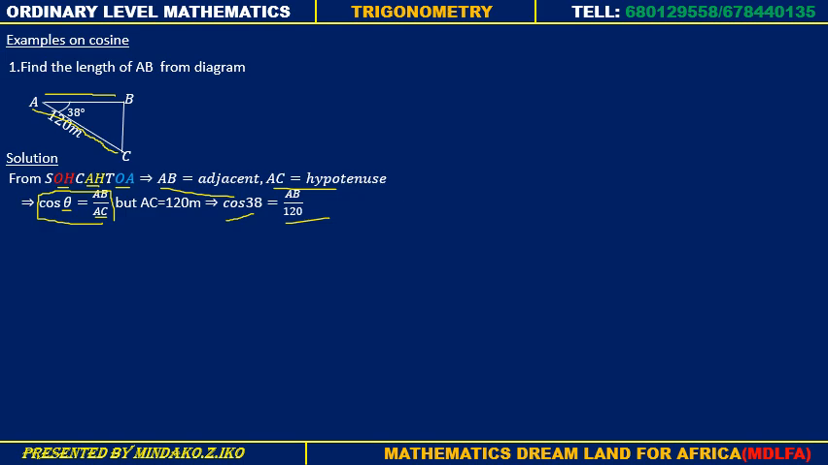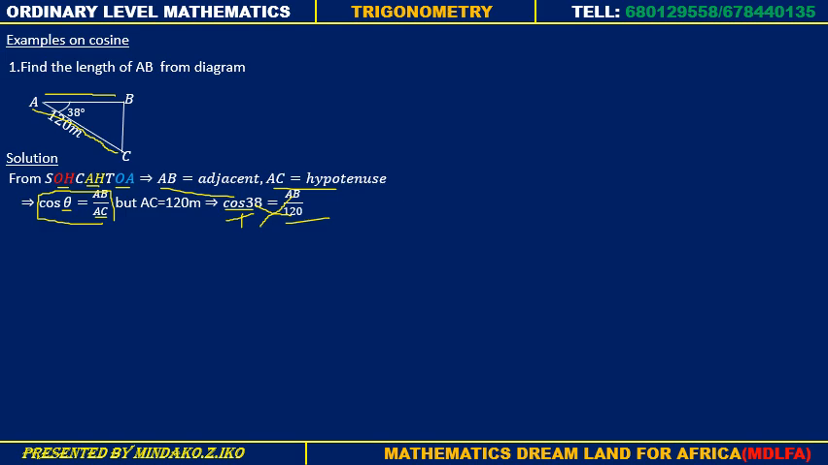But we're actually looking for AB, so we are going to cross multiply this 120. Here it's like saying cos 38 over 1. If you cross multiply, this AB will multiply with the 1. AB times 1, in mathematics anything multiplied by 1 is the same thing. So this 120 will multiply with cos 38.